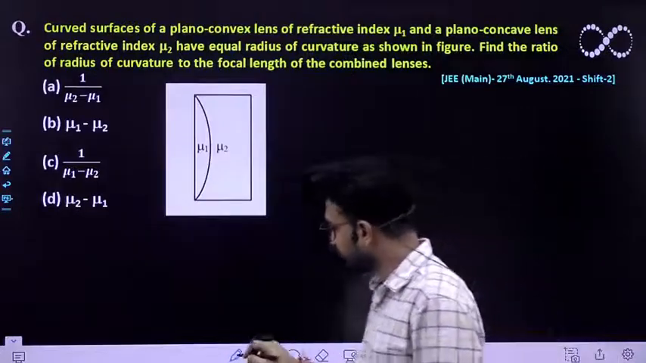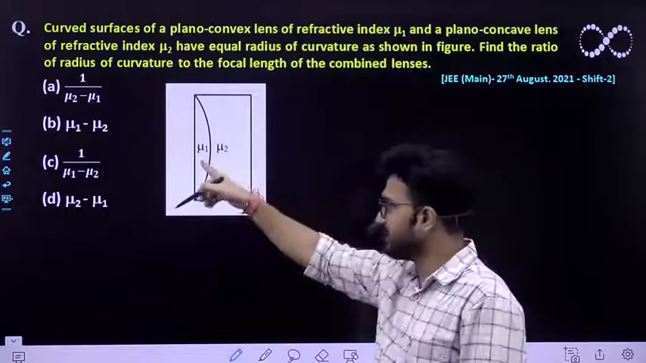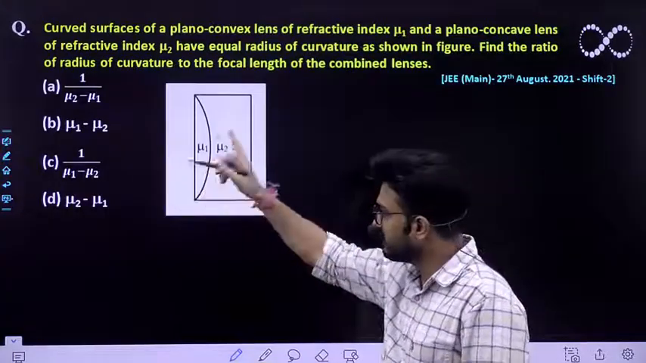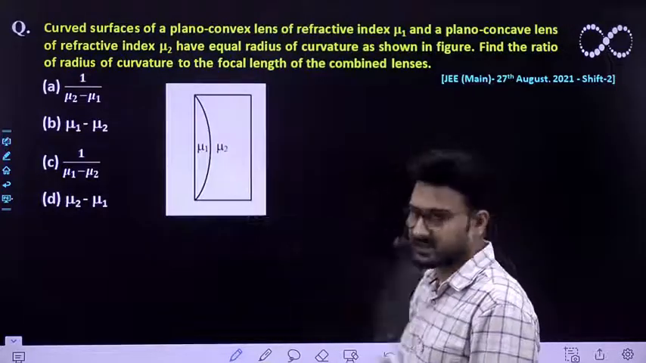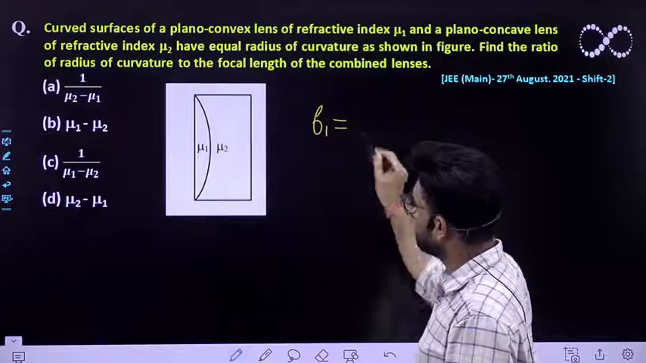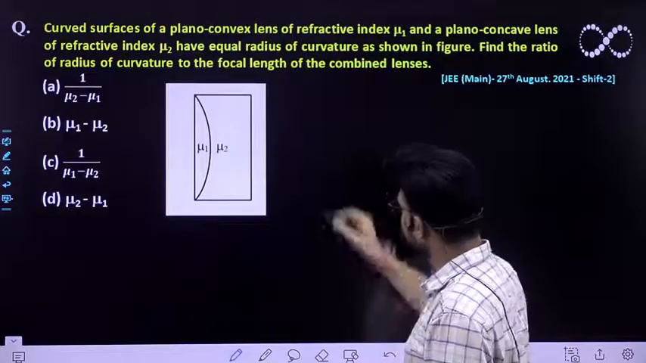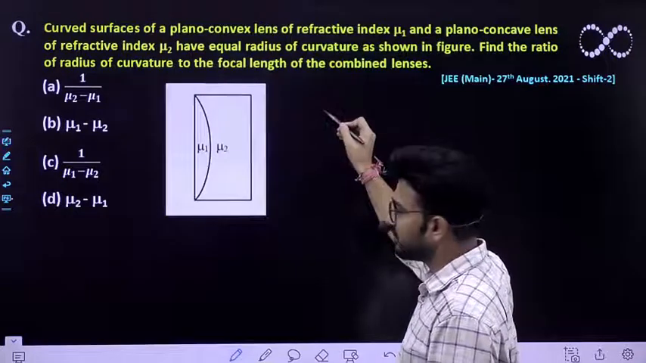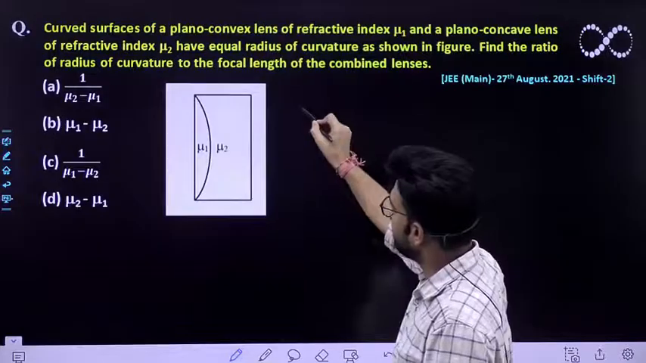So we already know that it is a combination of two lenses. First of all, we will find out the focal length of the first lens, then afterwards we'll find out the focal length of the second lens. So what is the focal length of the first lens? Let it be f1. Okay, so we know the relationship between the focal length as well as the refractive index and the curvature. It is given by the relationship.